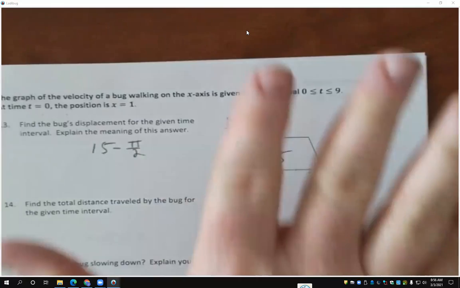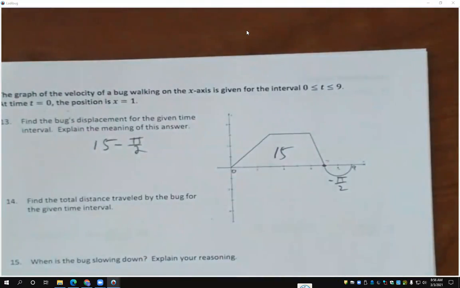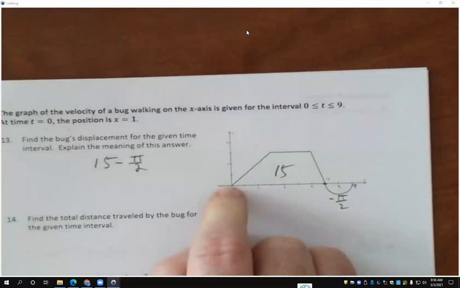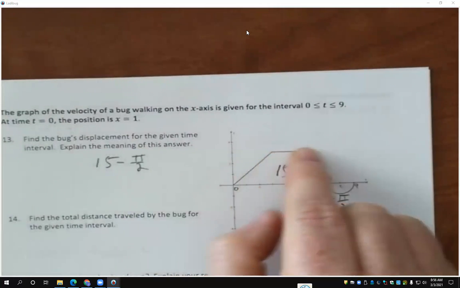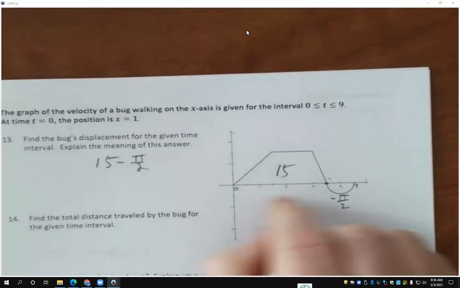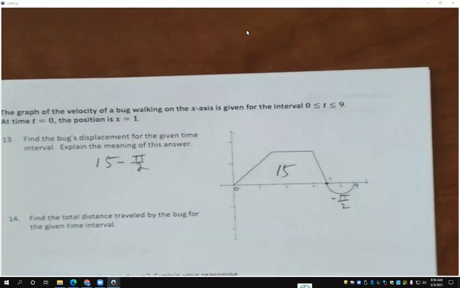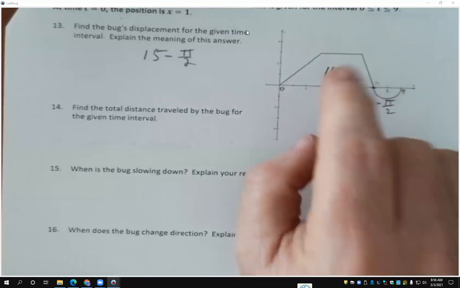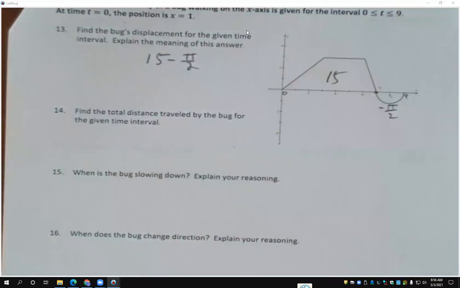Remember, we're not looking at the graph of what they're asking us. We don't even know what that graph looks like. And that's the tricky part, because people want to say at time 0, this is the actual bug walking. This is not the actual bug walking. This is the relationship of velocity and time, not position and time. So all we're seeing is velocity.